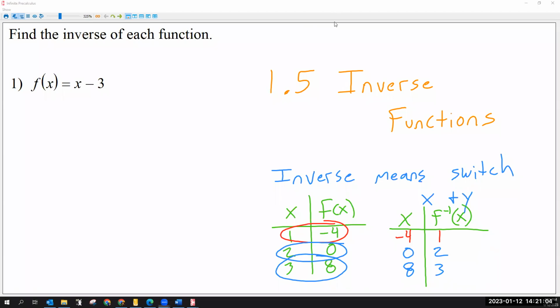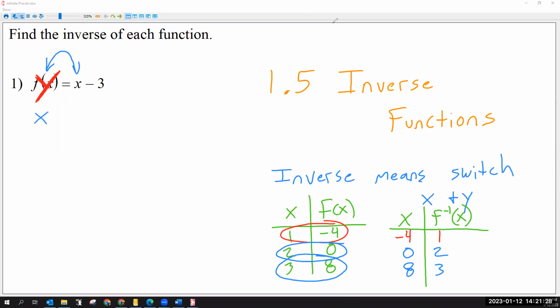So for problem number 1, how do we apply this when I have an equation? Well, the first thing is I want to rewrite it as y instead of f of x. So f of x, I'm going to just put a little y right there. Think of this as y equals. All right. Now I'm going to say, okay, well, an inverse means I switch x and y. So I'm going to switch the x and y.